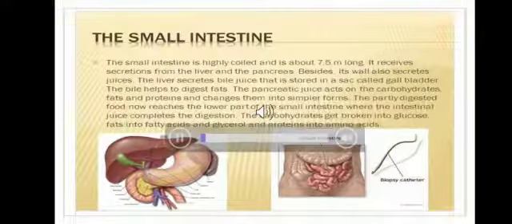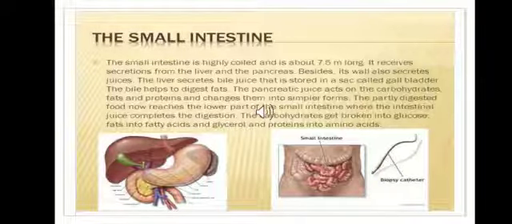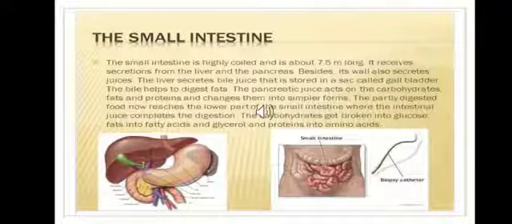After the stomach, the food reaches the small intestine, which is a highly coiled structure and receives secretions from the liver and pancreas. Besides, its walls also secrete some juices. The liver secretes bile juice that is stored in a sac called the gallbladder. The bile helps to digest fats. The pancreatic juice acts on carbohydrates, fats, and proteins and changes them into simpler forms. The partly digested food now reaches the lower part of the small intestine, where the intestinal juice completes the digestion. Carbohydrates get broken down into glucose, fats into fatty acids and glycerol, and proteins into amino acids.